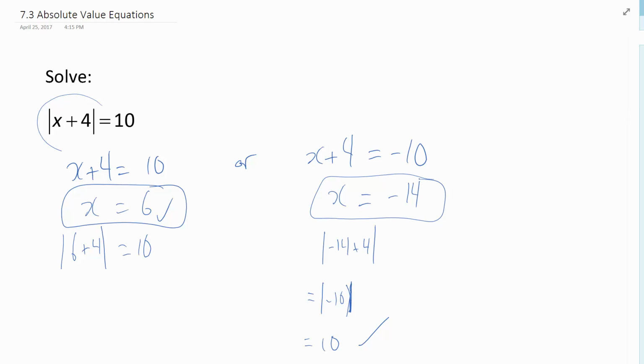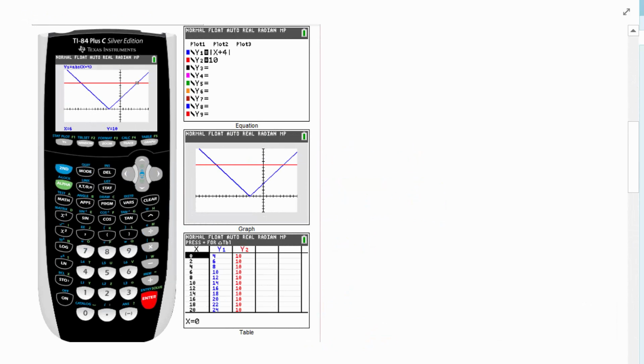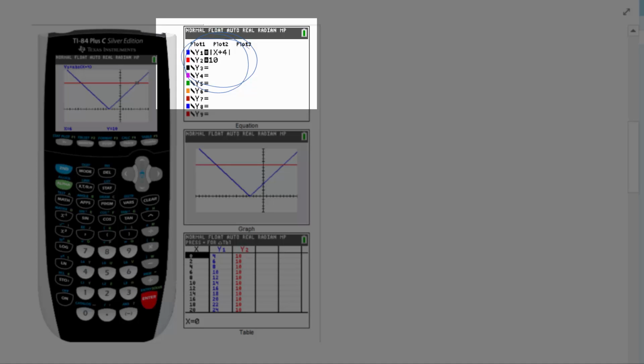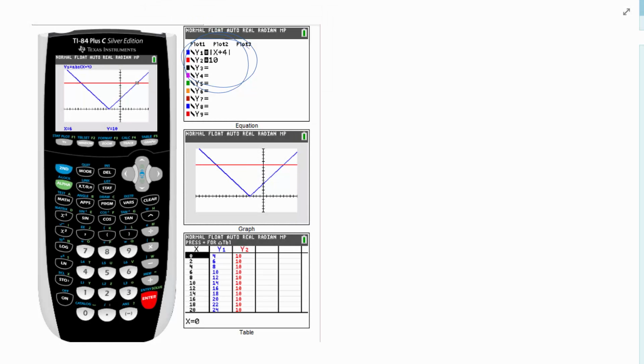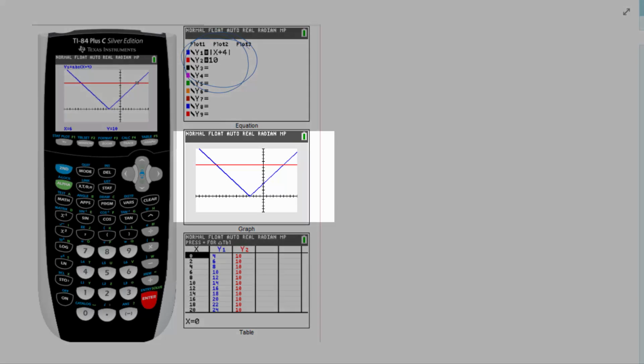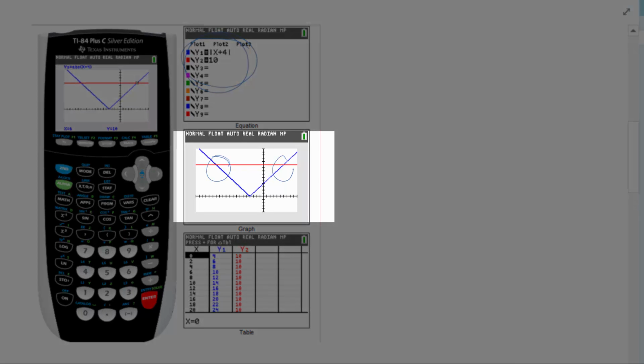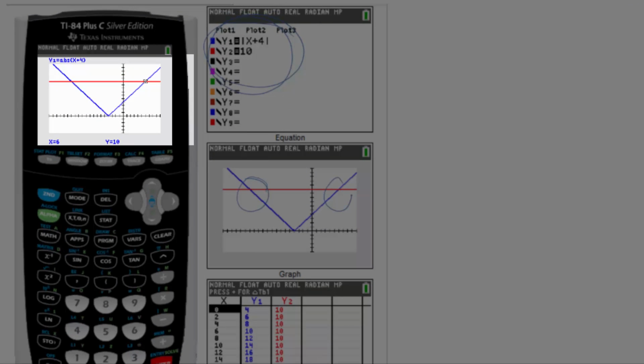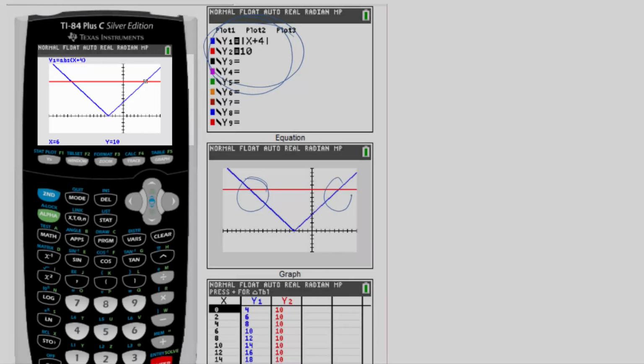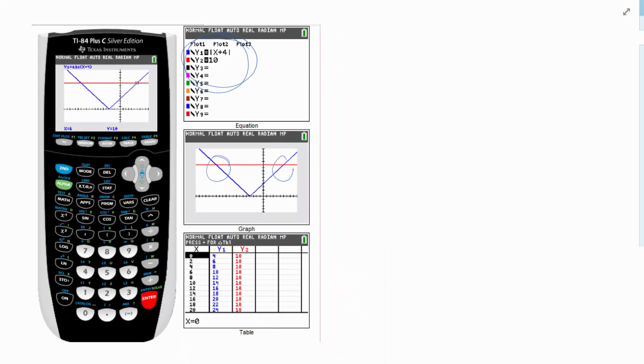Now, we could also do a graphical solution for this, in a couple of ways. One would be to enter the two sides of the equation as y1 and y2, being the absolute value of x plus 4 and 10, setting your window settings appropriately so you can see everything. All you need to do then is graph it and find the points of intersection. You can see I've found one of them: x is equal to 6, y is equal to 10. And of course the other solution is x is equal to negative 14, which we already saw.